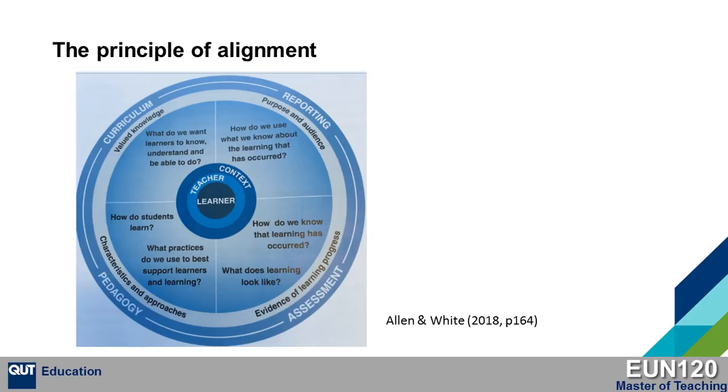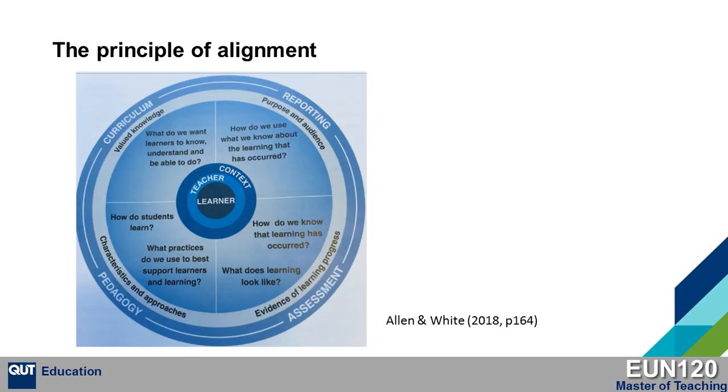Of course, the context is also important. So around learner and teacher, you have a circle for context. You really need to look at the location of your school context. Is it rural or remote? Is it a large metropolitan school in an urban area? You need to look at the economics of the area, the social, the cultural factors. Does your school have a large indigenous population, a large immigrant population, and so on? You will look in a lot more detail at these aspects in the other units you are doing this semester, EUN103, 104, and 105.